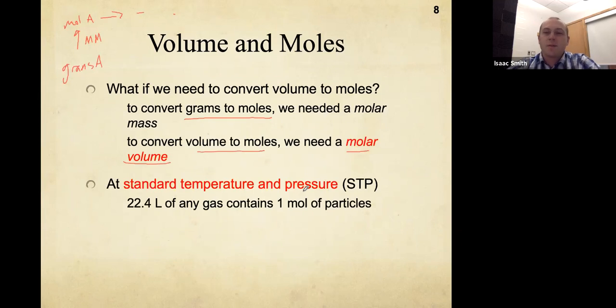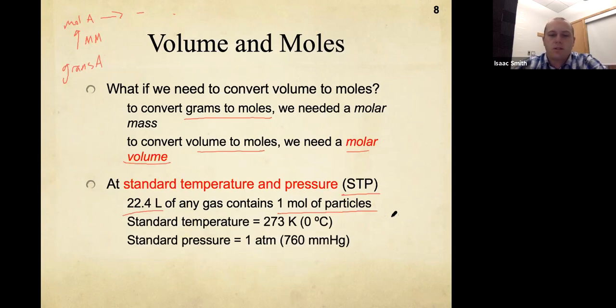So the nice thing about this is that every compound or element has a unique molar mass. So if it's carbon dioxide, the molar mass is 44. If it's water, the molar mass is 18. They're all different. For a gas, as long as it's at standard temperature and pressure, then the molar volume is the same for all gases. Doesn't matter what gas it is. All you have to remember is that 22.4 liters contains 1 mole of particles.